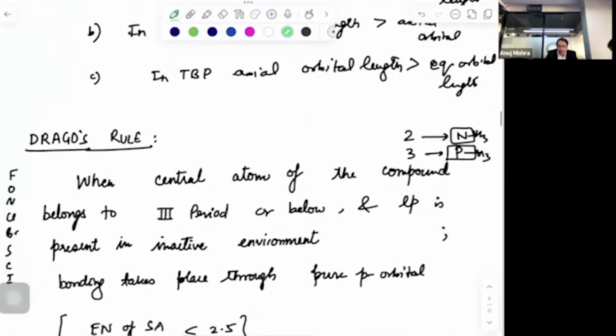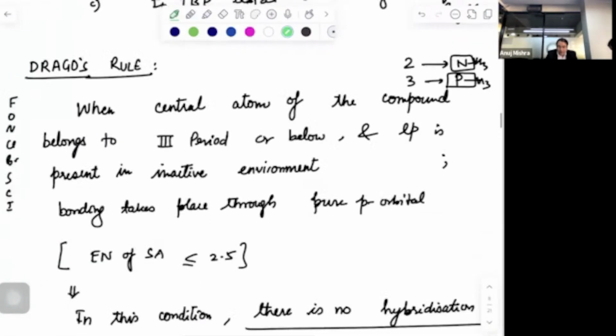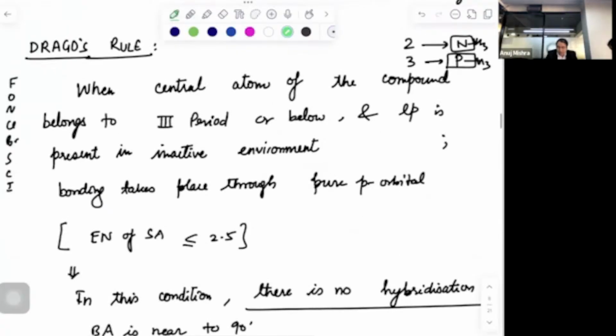Done. So this is it about Bent's rule. Drago's rule. Have you done Drago's rule already? Right now? Drago's rule, छोटा सा ही. You can complete it quickly. क्या है ये Drago's rule?